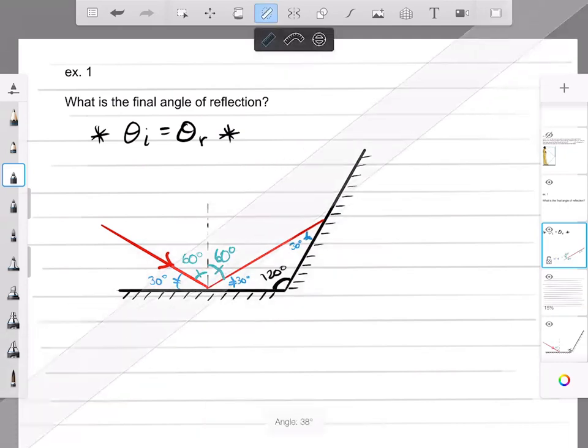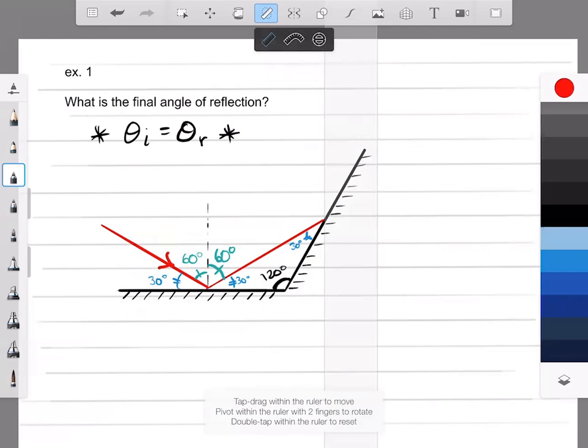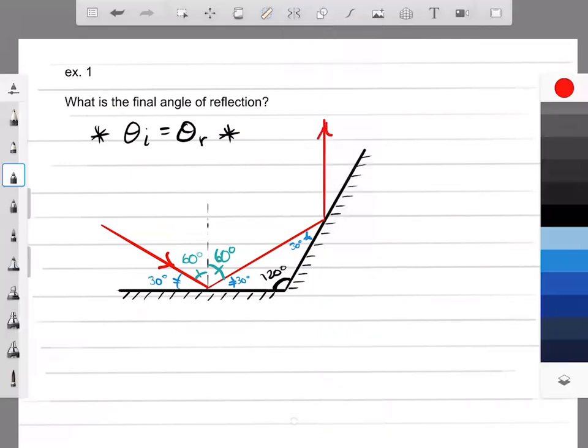All right, let's finish this guy up. Now, at the end, this ray is going to reflect straight up like this. And let's take it one step further. Let's see. Right there. That is going to be our normal line, our perpendicular line. So let's take a look at the geometry happening here.